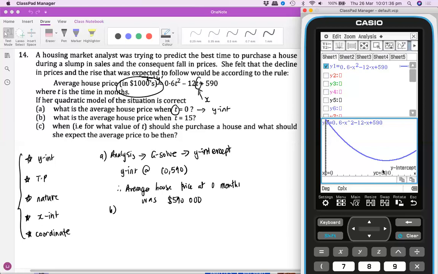Okay, let's go to question B. What's the average house price for when T is equal to 15? Now you can see here, which one of these is it going to match? Well, it's definitely not the y-intercept.